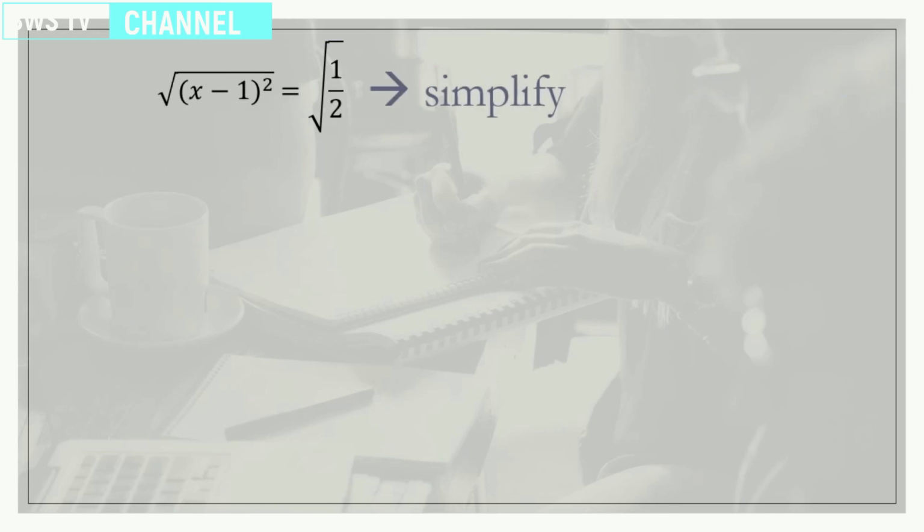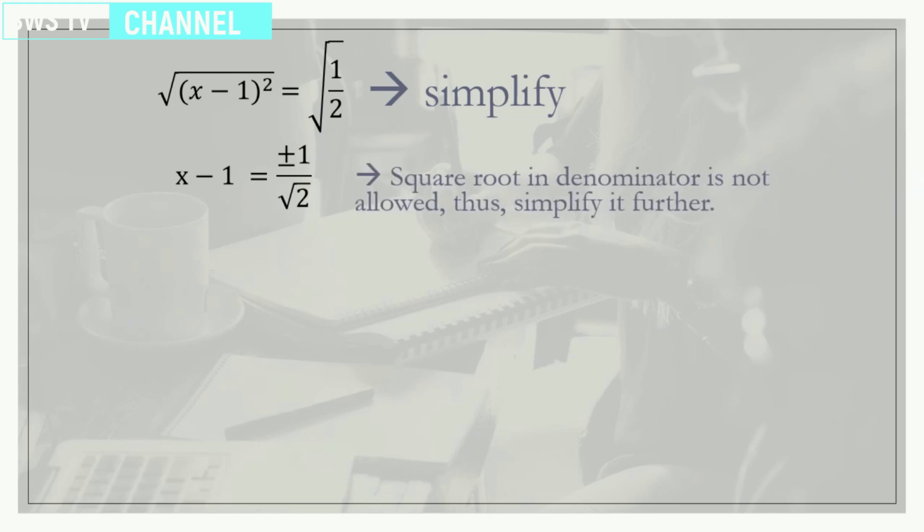So first we have to simplify that one. So we will separate the numerator and the denominator. So we will take the square root of 1 and the square root of 2. Square root of 1 is positive negative 1. Now square root of 2, since 2 is not a perfect square, so we will leave it that way. But now take note that a square root in the denominator is not allowed. Thus we need to simplify it further.